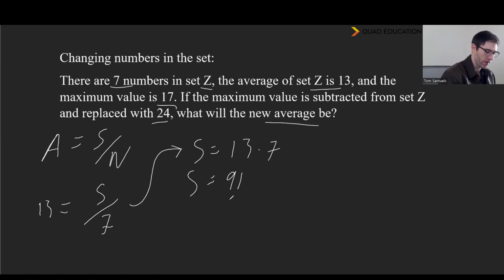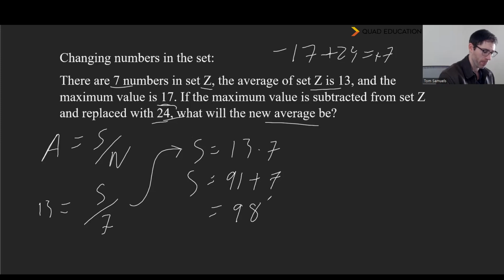And then we basically are saying, okay, we're getting rid of the number 17 and it's being replaced by the number 24. And so if you like, you can just say minus 17 and then plus 24. But for me, that's basically the same thing as 24 minus 17, which is just 7 more. And so if you're comfortable with that, we're going to add 7 to 91, and that's going to be 98.